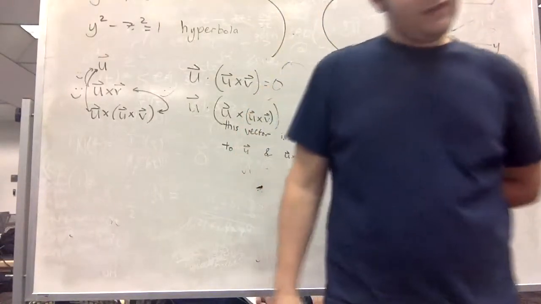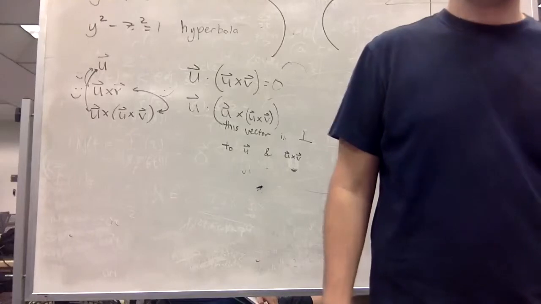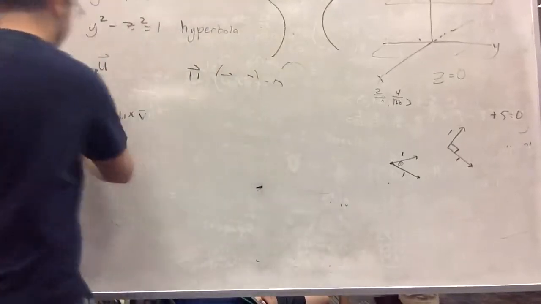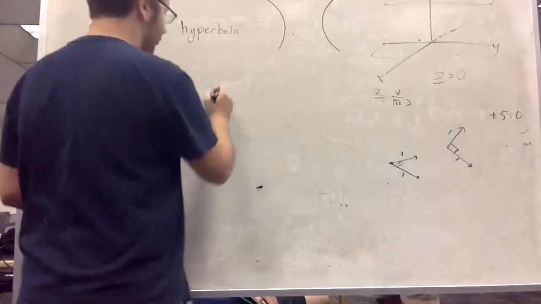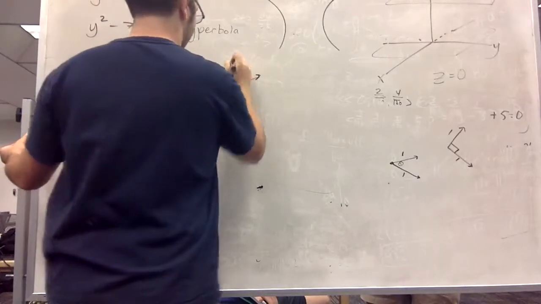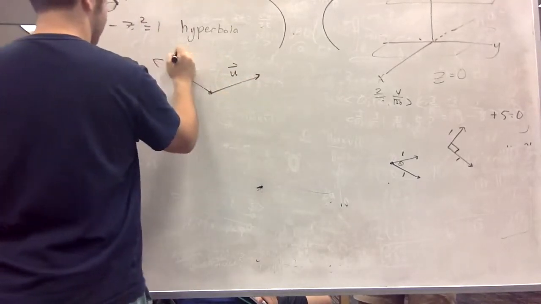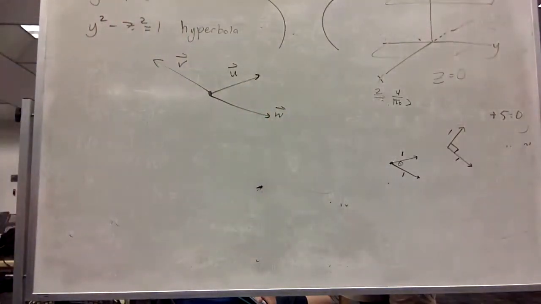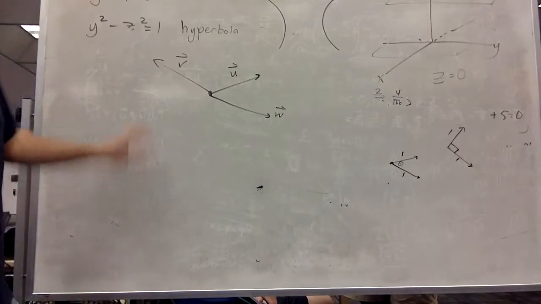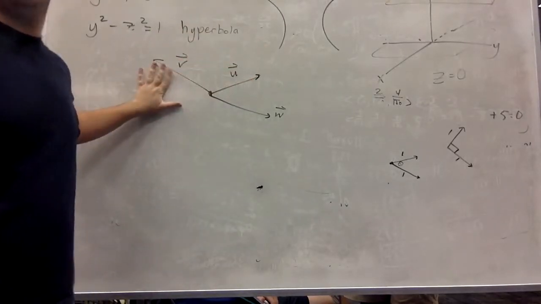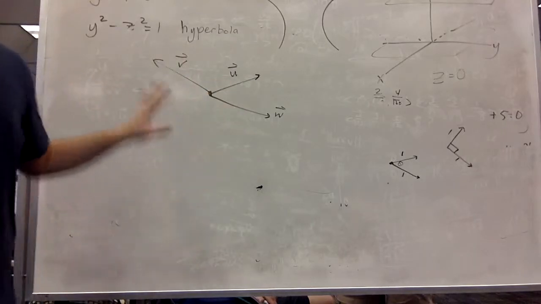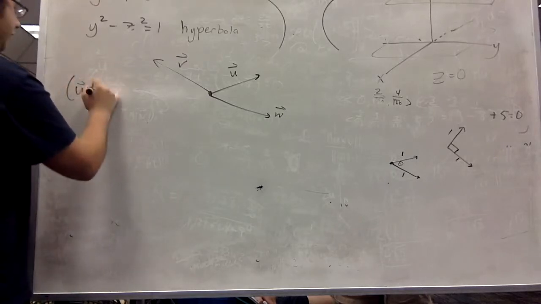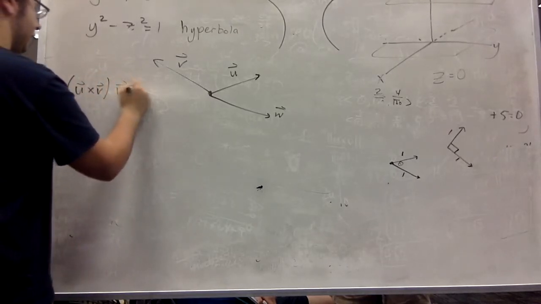This is a tough one. If u, v, and w lie in the same plane, then u cross v dotted with w is equal to 0. I'm going to draw three vectors. Okay, we have three vectors. They are all in the same plane. Namely, they're all in the plane of the whiteboard. We want to know if u cross v dotted with w equals 0.